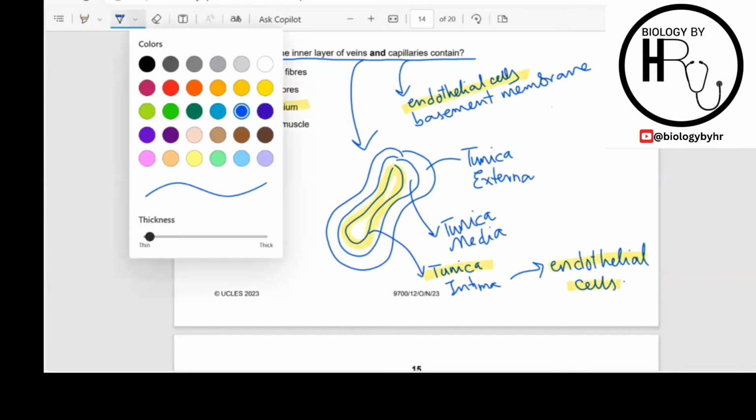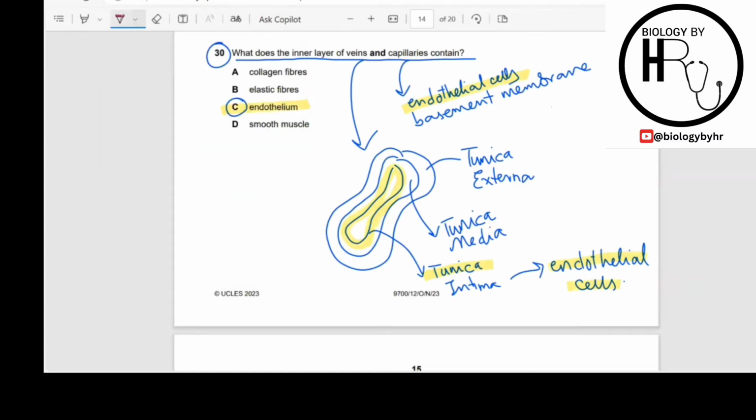Also, there is one more common MCQ which is asked in the paper: what remains constant in all of the three blood vessels? The thickness of the endothelium remains constant in all of the blood vessels. The thickness of the endothelium does not change in any blood vessel, whether it is the capillary, the vein, or the artery.